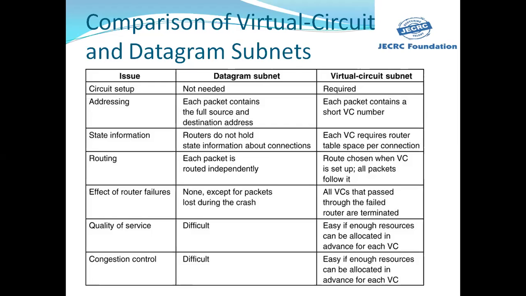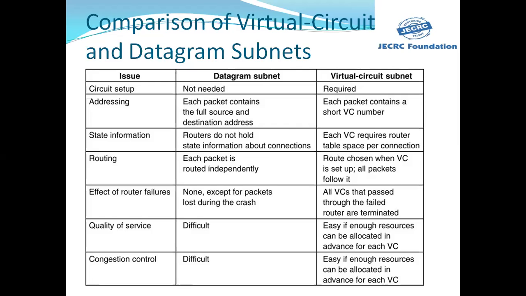In the datagram service, effect of router failure: if a router fails in between the path, some packets are lost, but the whole data does not crash. But in virtual circuit, all VCs that pass through the failed router are terminated. Quality of service is difficult in datagram subnet because it's an unreliable connection, and in virtual circuit it is easy if enough resources can be allocated in advance for each VC.